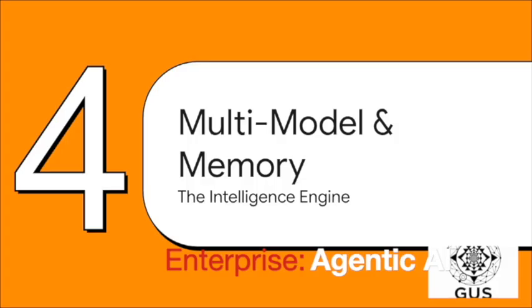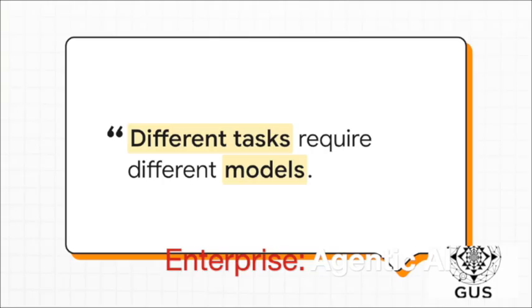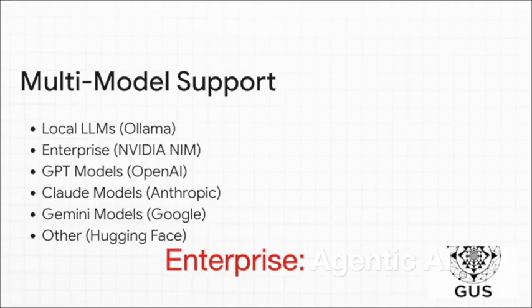Let's head down to Section 4, multi-model support and memory, which is really the intelligence engine of the whole platform. There's a profound takeaway built into this architecture, and it's simply this: different tasks require different models. It's a huge mistake to rely on just one AI for absolutely everything. Because of that philosophy, this platform gives you ultimate flexibility. Say you're handling highly sensitive proprietary data. You can just route that to a local LLM like Ollama. But if you need massive reasoning power for a complex strategy, you dynamically route it to heavy-hitting cloud models from OpenAI, Anthropic, or Google. You're always using the exact right tool for the job.